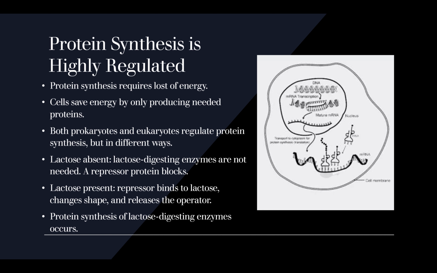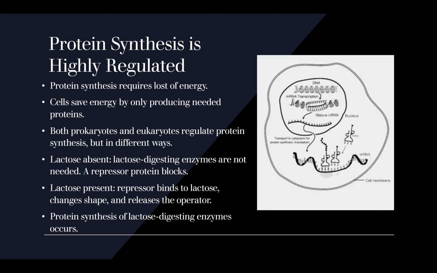If lactose is absent, lactose digesting enzymes are then not needed, and a repressor protein will block the process. These are just examples. If lactose is present, a repressor binds to lactose, changes the shape, and then releases an operator.